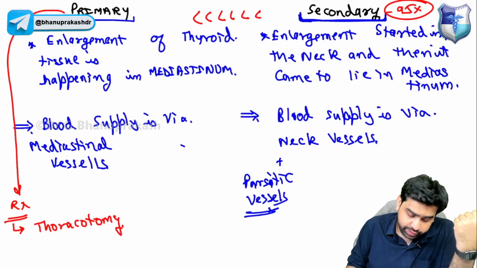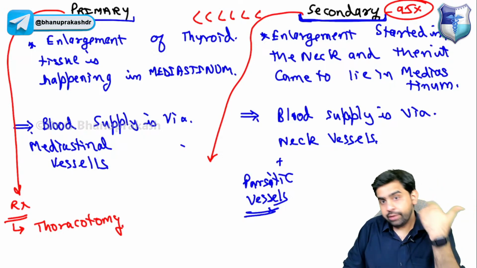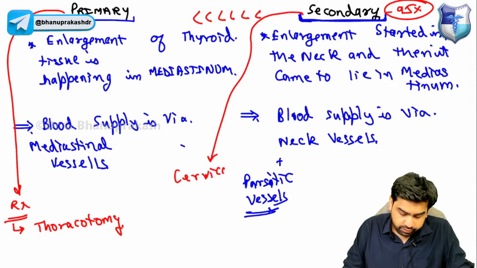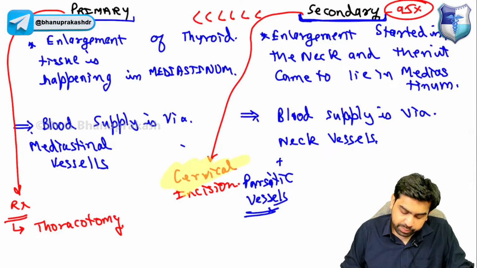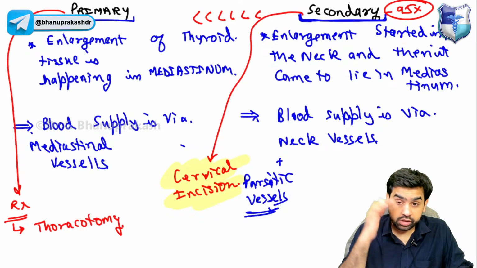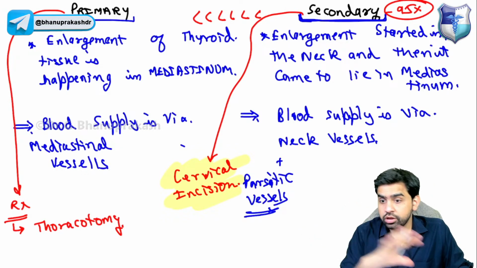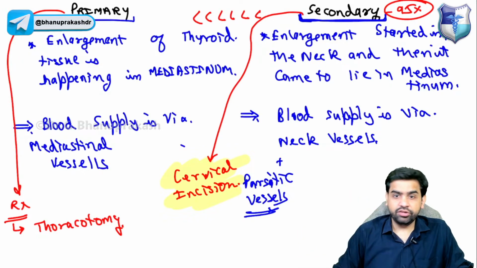But if there is a secondary retrosternal goiter, it can be managed even by the cervical incision or the neck incision. So the surgery can be done by the cervical or the neck incision as well. This is very important. You have to understand the difference between the primary and the secondary retrosternal goiter.